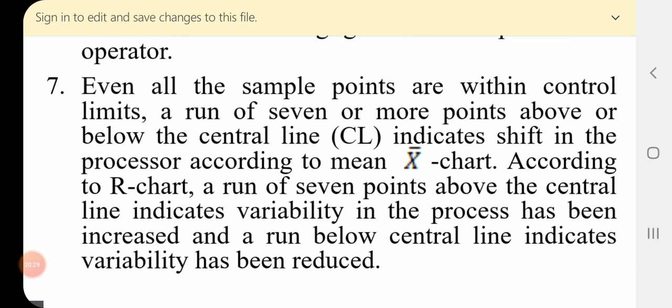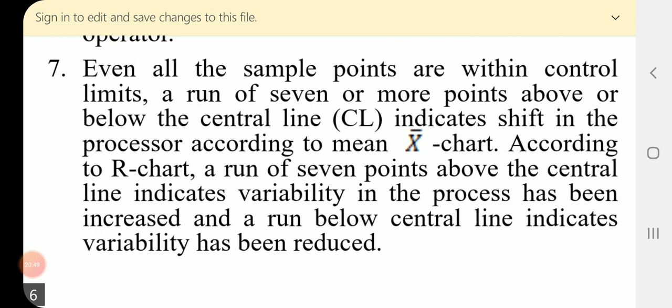Now come to the special interpretations. Seventh one: even if all the sample points are within control limits. See, this is why I specified special interpretations. Even if all the sample points are within the control limits, but there is a run of 7 or more points above or below the central line. What is meant by run? Run means 7 or more points continuously.